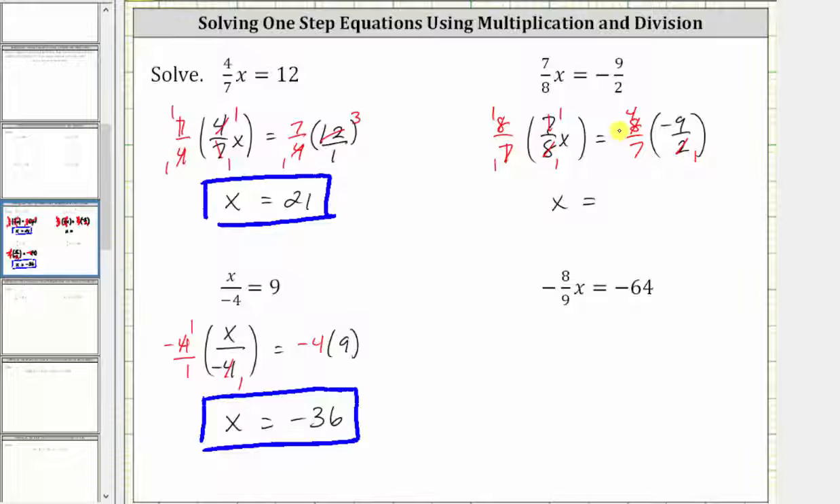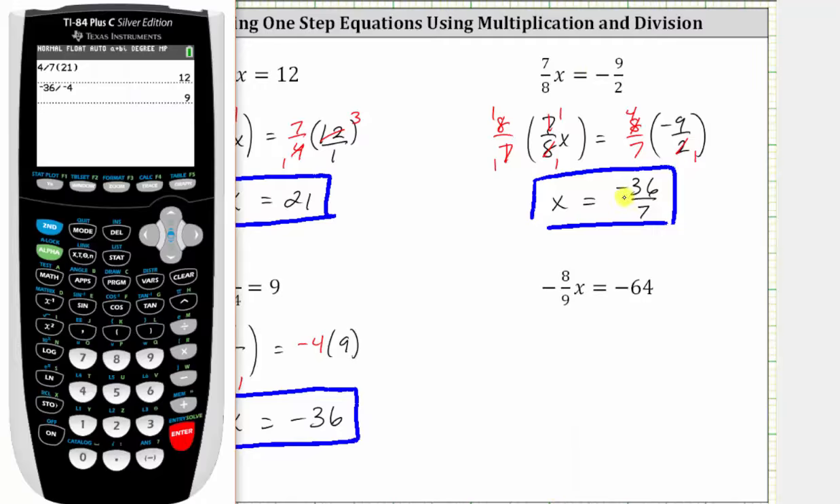Multiplying, notice how we have -36/7, and therefore x equals -36/7 is the solution. And again, let's go ahead and check this. If we substitute -36/7 for x, we have 7/8 times -36/7. Enter. Notice this gives us -4.5, which is -9/2, or we can convert to a fraction by pressing Math, Enter, Enter.